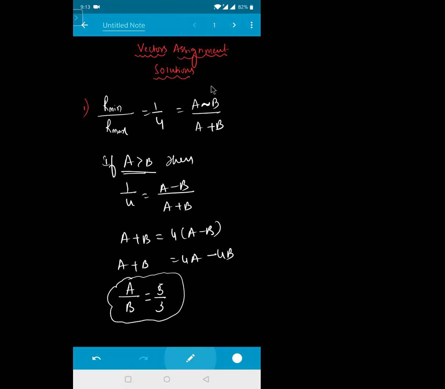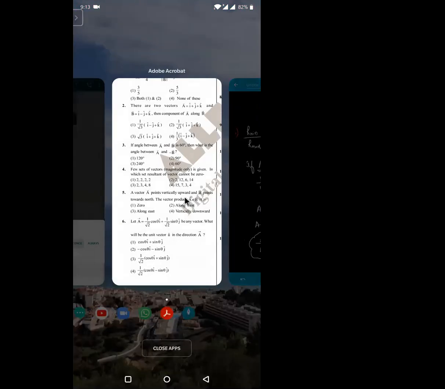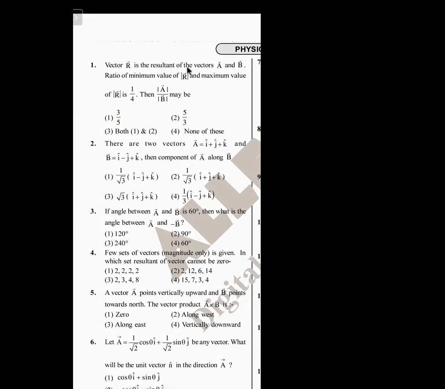So for the first question, see what exactly the options are. The vector R bar is a resultant of A bar and B bar. The ratio of minimum value of mod R and maximum value of mod R is 1/4. Then mod A bar by mod B bar may be 3/5, that is correct, and 5/3, that is also correct. So both 1 and 2, provided mod A bar is greater or lesser than B under the assumption condition. Is that clear for everyone? The first question, beta.